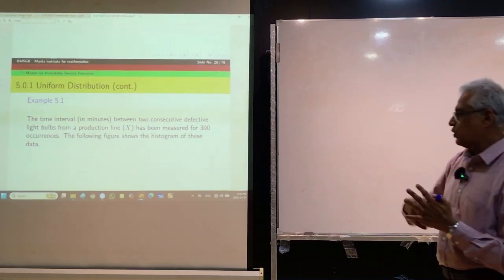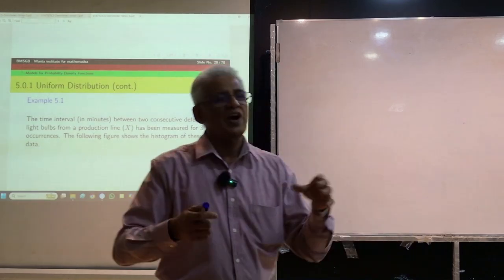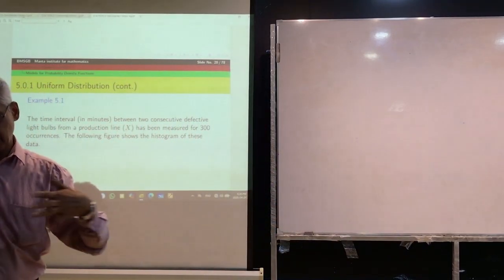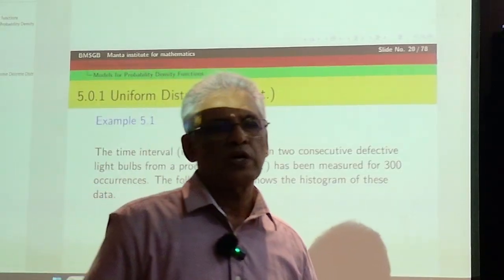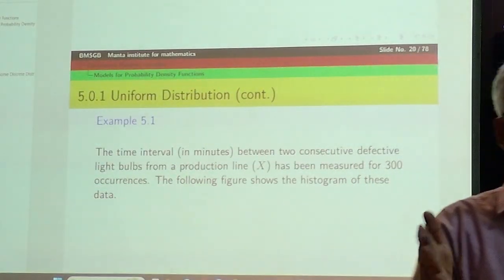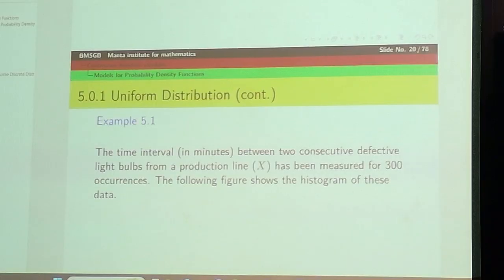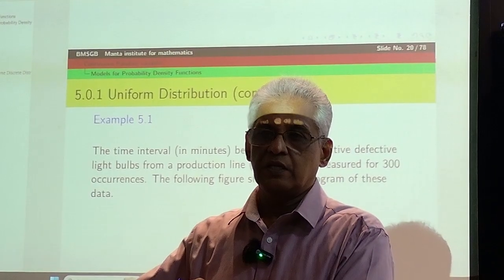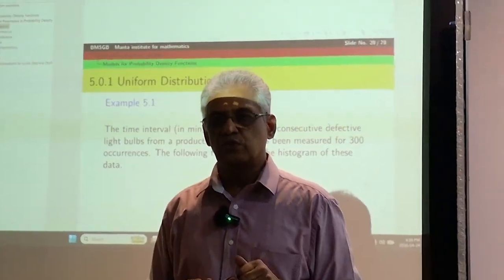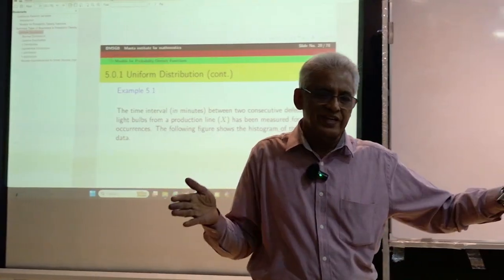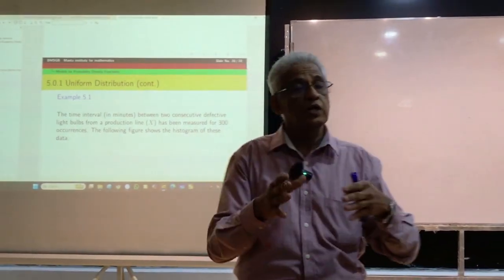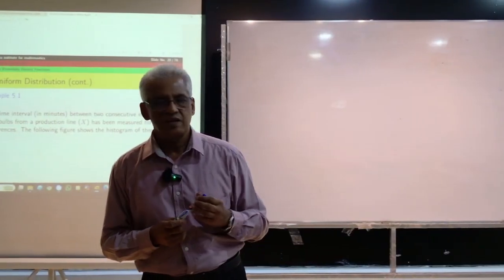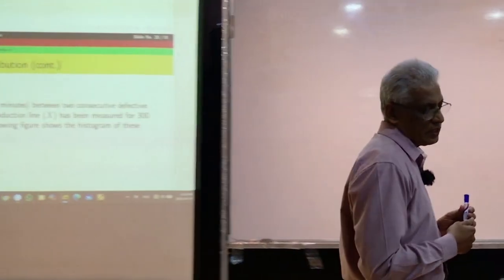In order to use that, you have to know the values of a and b. So naturally you will take the minimum of your data as an estimate for a, and the maximum of your data as the estimate for b. Because all the data are between a and b, the model should also be between a and b. So that's how you decide.